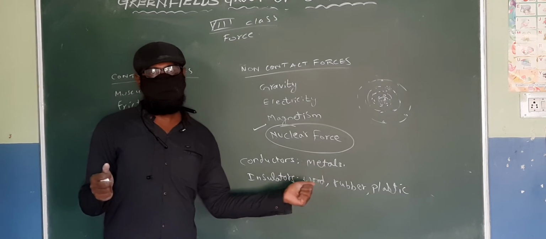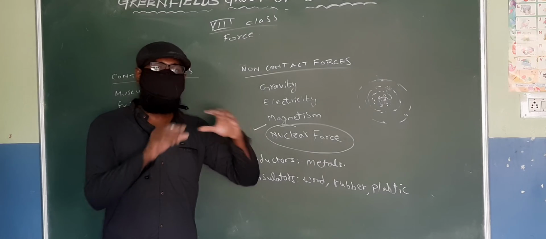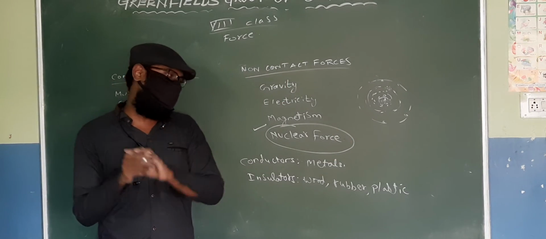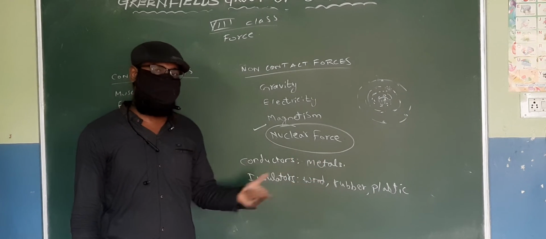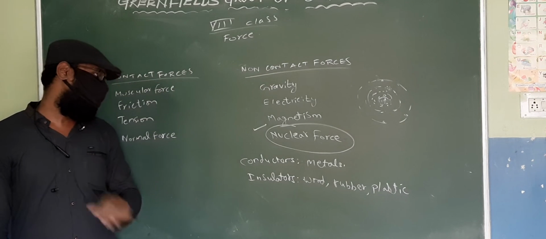Suppose I send electrons to an iron rod or a copper rod, then the electrons will not stay on the surface of the iron rod. They will get into the iron rod. They will get inside the iron rod because iron is a metal. The metal can conduct electrons. That means metal can accept electrons and allow them to move freely through it.